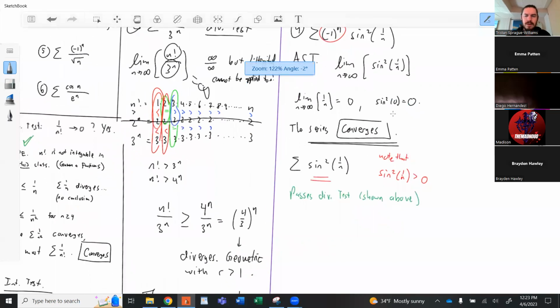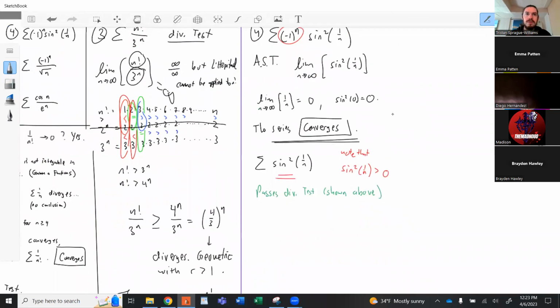So what could we do with it? Integral test? Can you integrate sine squared of 1 over n?